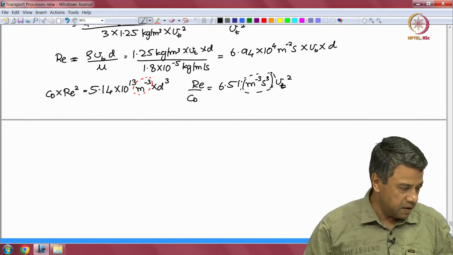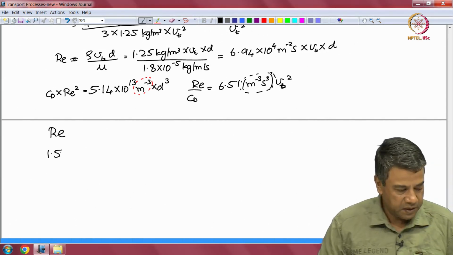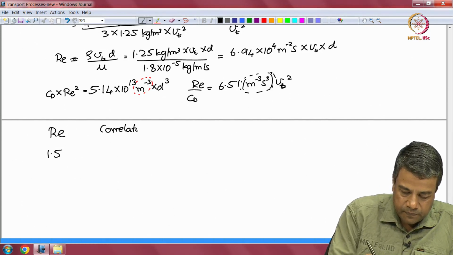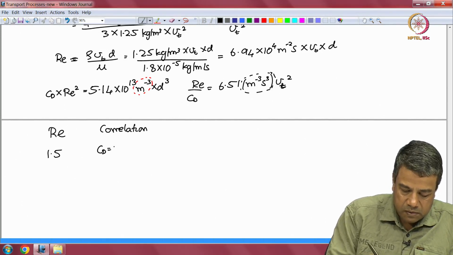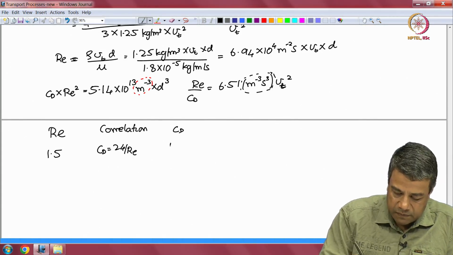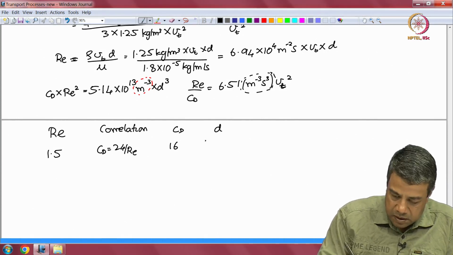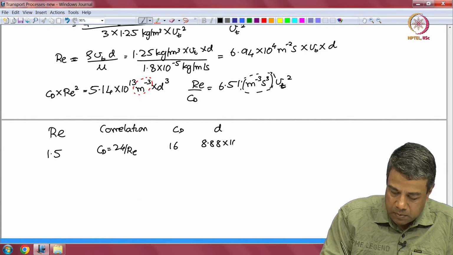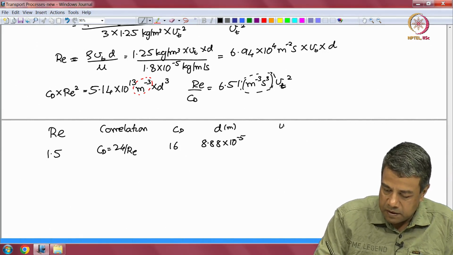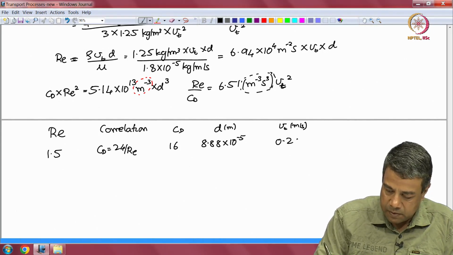So, first thing I would take is the Reynolds number at the different values, okay, 1.5. The correlation CD is equal to 24 by RE. Okay. This gives me a CD of 16. And the diameter is 8.88 into 10 power minus 5, this diameter in meters, and the terminal velocity in meters per second is 0.24.